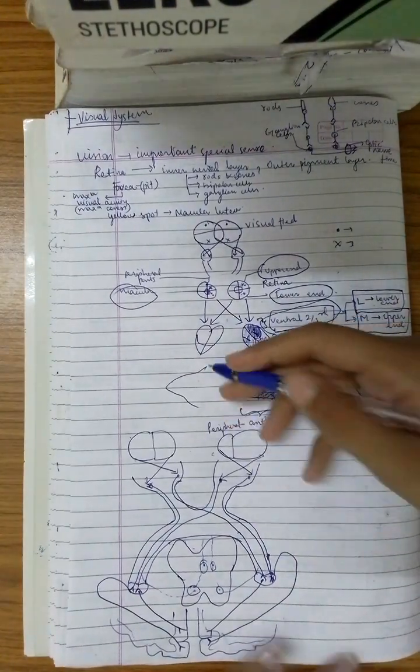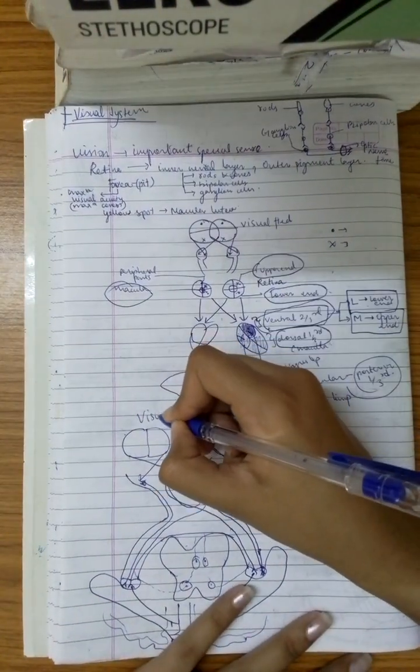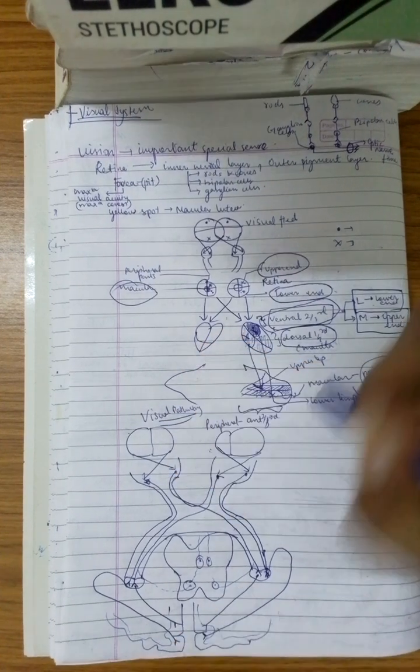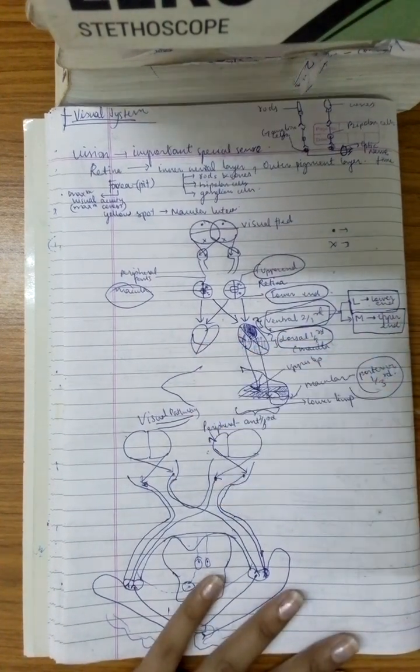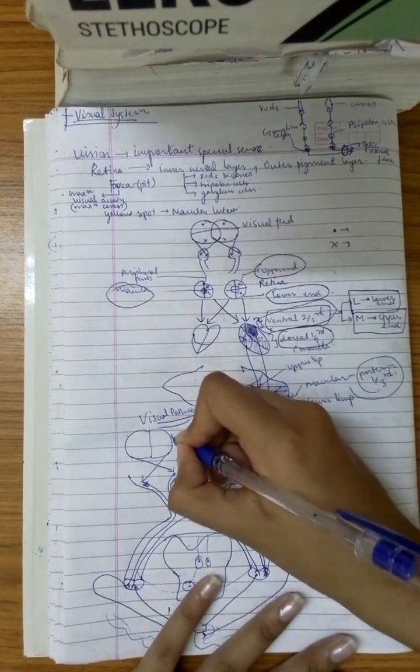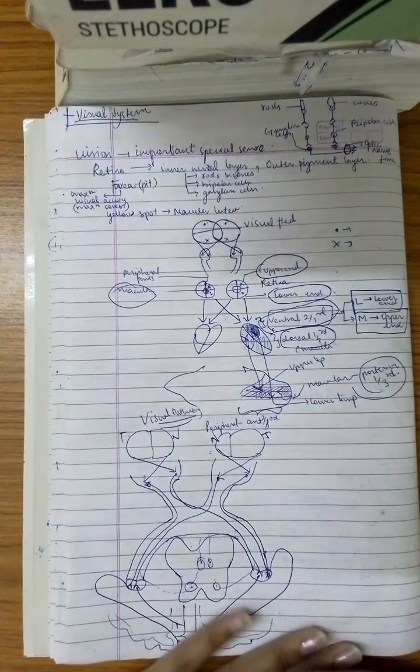Okay, so now I will explain the visual pathway so that you will be able to understand the lesions when I am talking. So this is the nasal field of vision. This is the temporal field of vision. This is the nasal field of vision. This is the temporal field of vision.